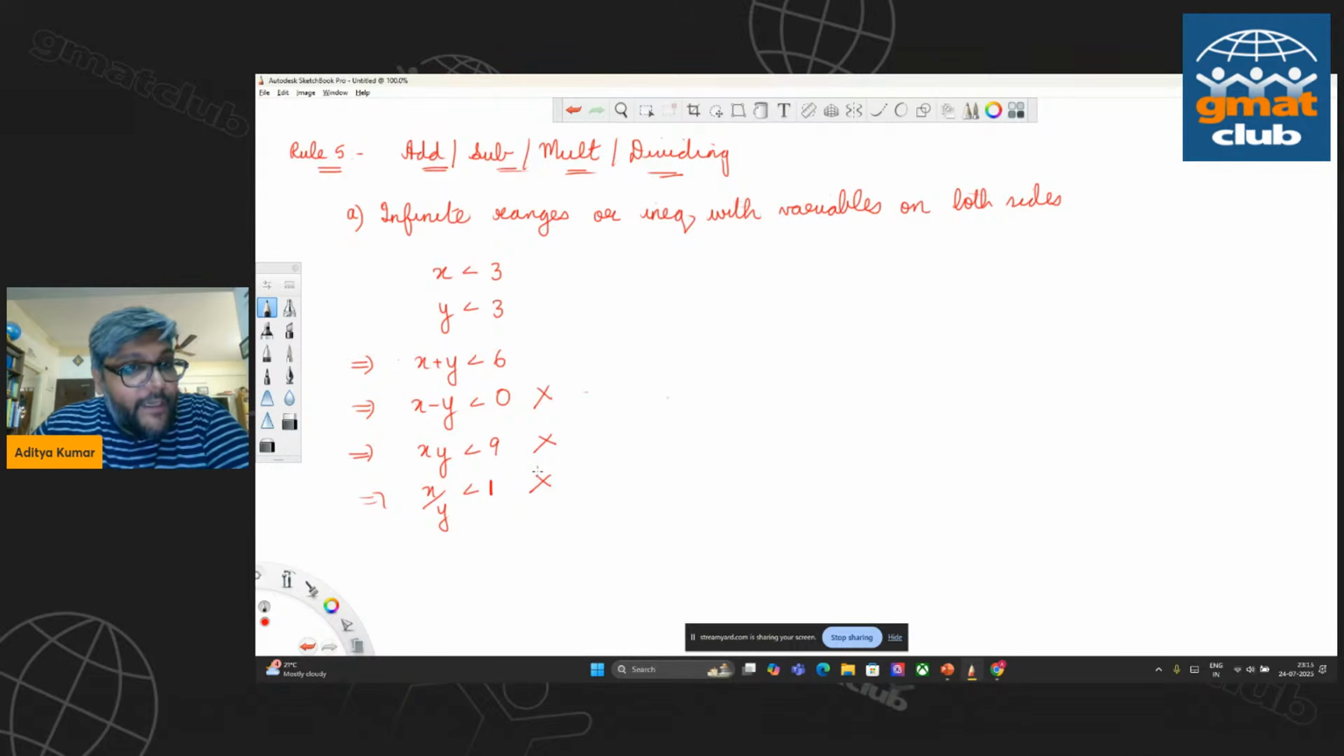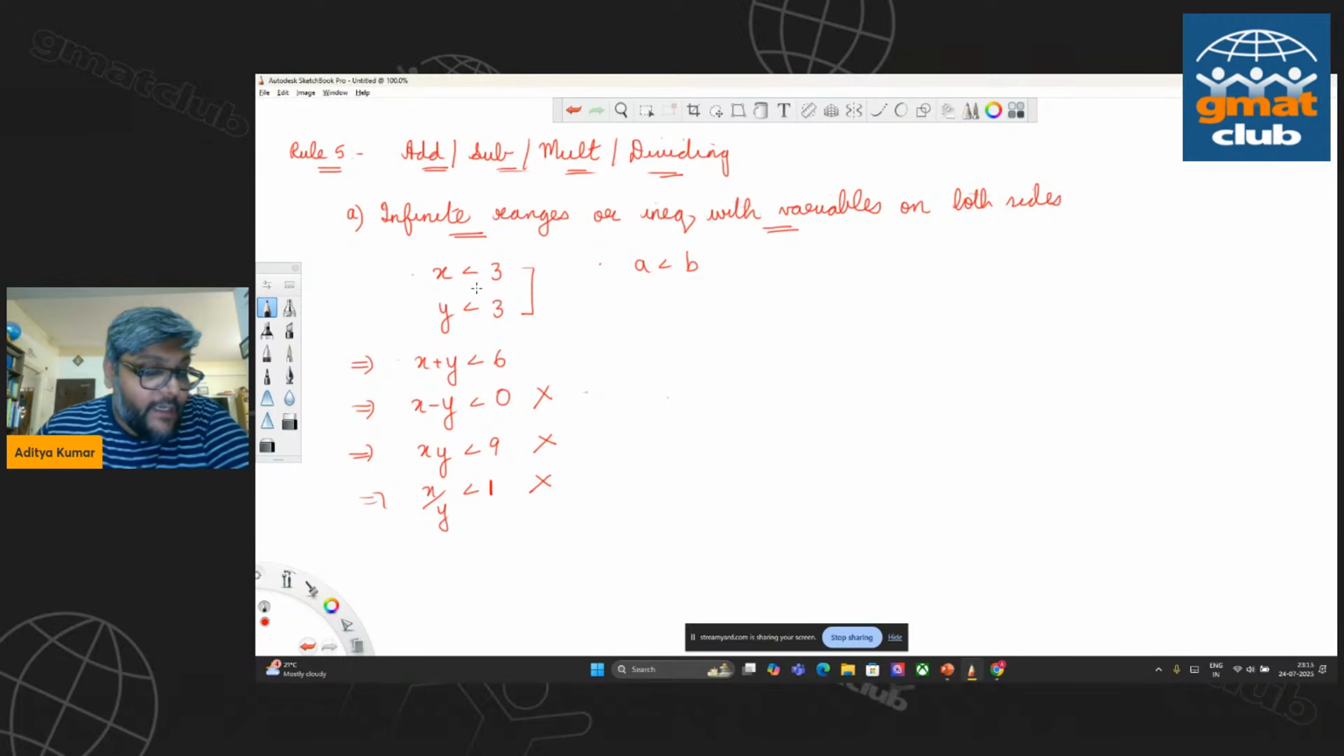So what is the point that I'm making here? That when you're working with infinite ranges or with inequalities where you have variables on both sides, something like a is less than b, the best mathematical operation that you can use between sets of inequalities, provided the inequality signs are pointing in the same direction, is addition. You can always add inequalities provided the inequality signs are pointing in the same direction.